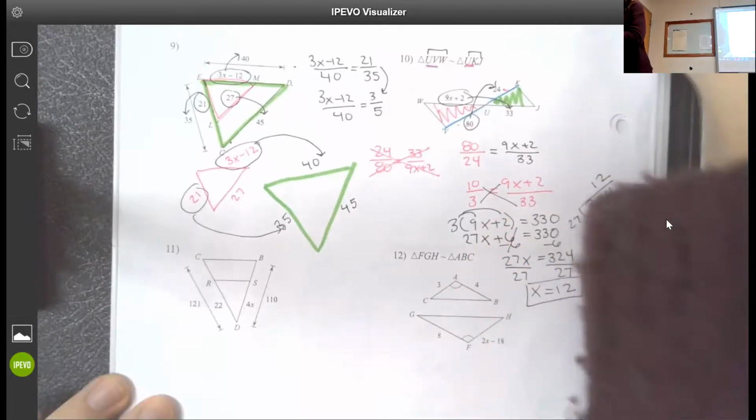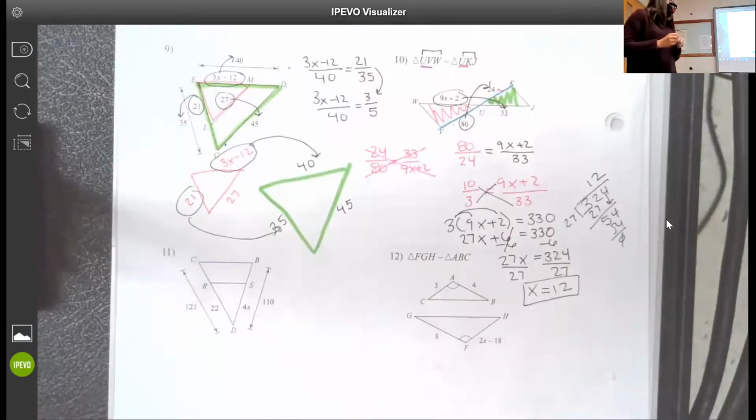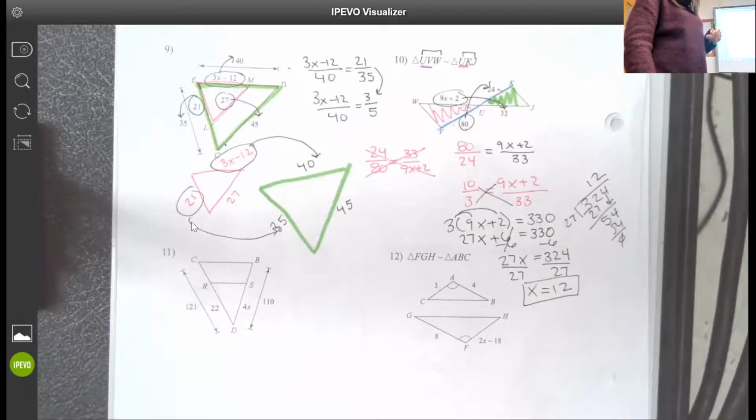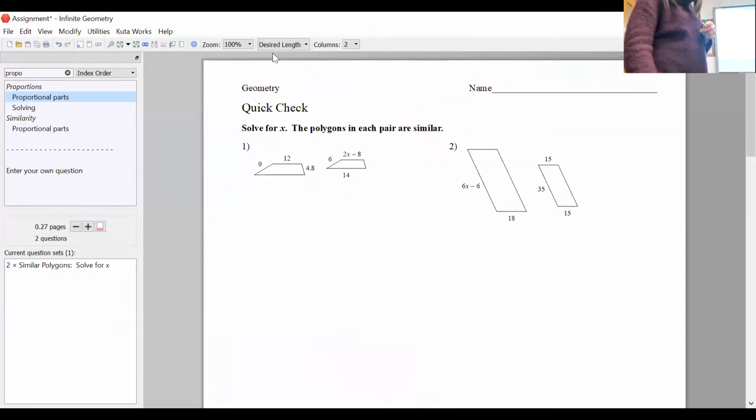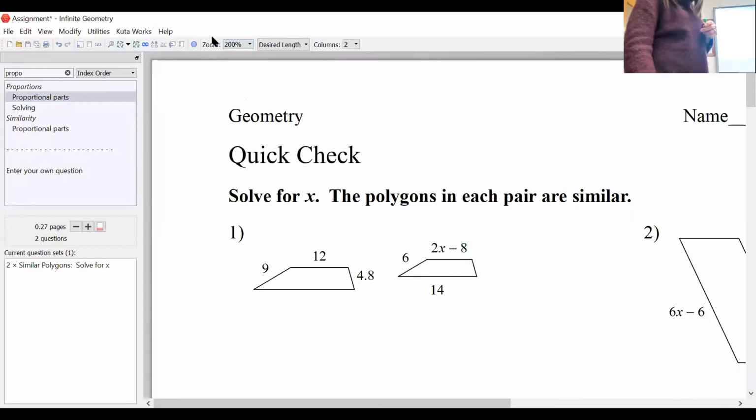Let me just see. Okay. All right. So now just to see where we're at, we are going to do a quick little check here. I've got to switch it this way, I guess. See if I can zoom this in. Too much.